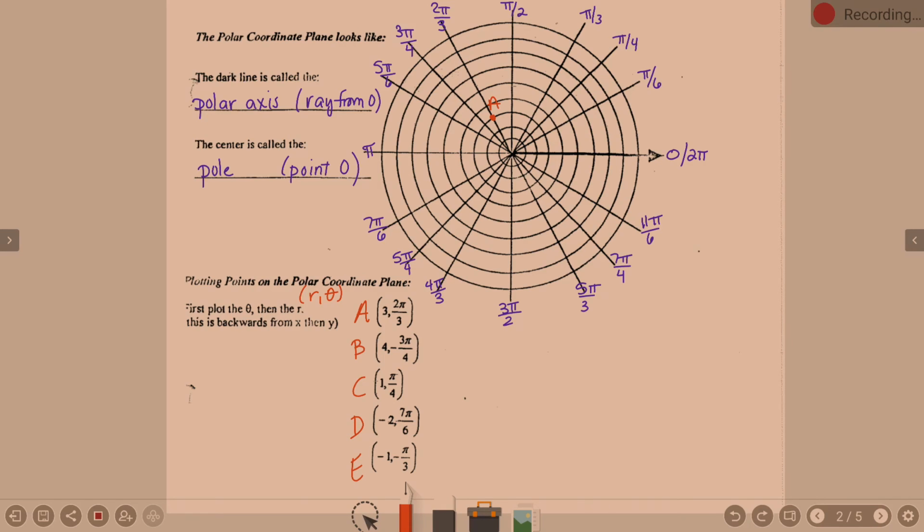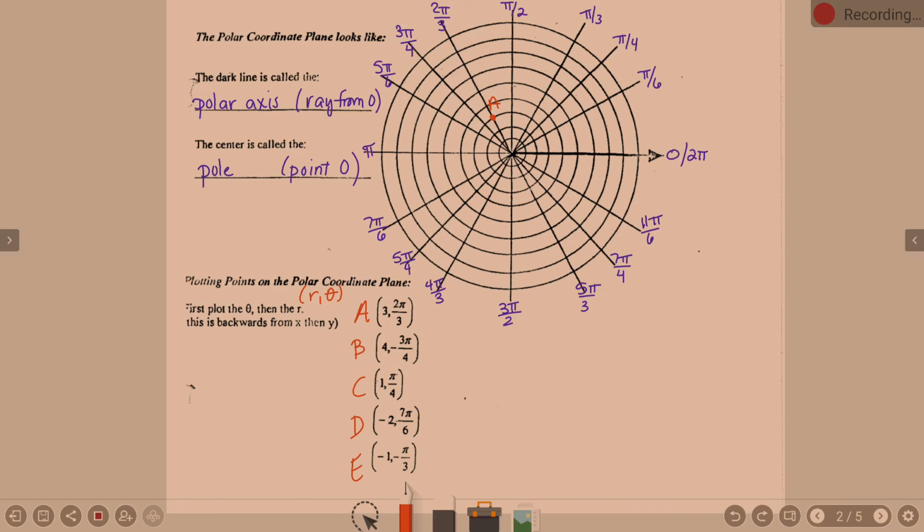Because this way you can look back later and know what each point is. So, okay, we ready to try B? Okay, making you think already on the second one. 4 comma negative 3 pi over 4. So, negative 3 pi over 4.